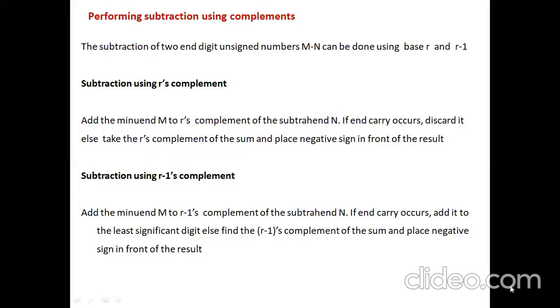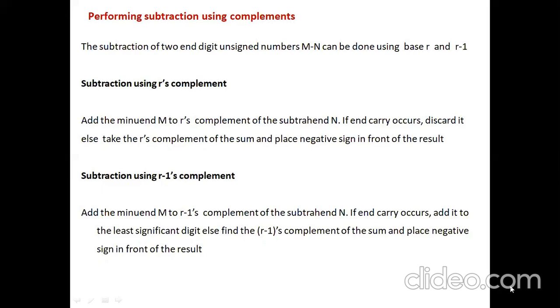If there is an end carry in the result, you have to neglect it and write down the result directly. If there is no end carry, then you have to take the r's complement of the sum again, and put a negative sign in front of the result. That is what we have to do if we don't have the end carry.